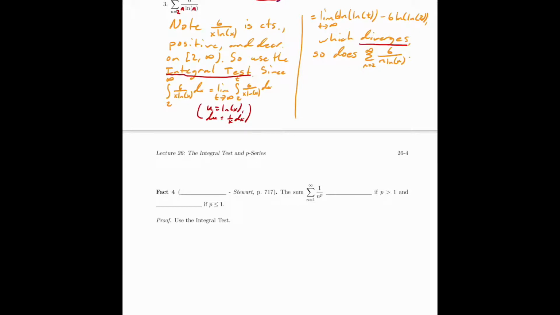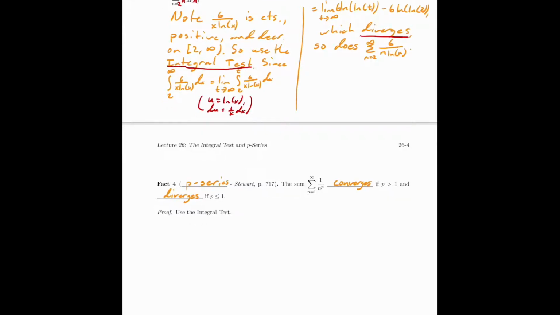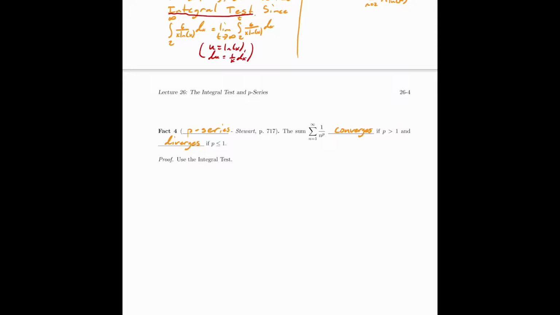Next up, we've got a very nice fact, another test for convergence or divergence called p-series. You can, of course, find this in your book, page 717. P-series states that if you have a series whose term is 1 over n to some constant p, then that series converges if p is greater than 1 and diverges if p is less than or equal to 1. Now, the proof is that we use the integral test. To use the integral test, we're going to integrate this general term. We're going to see in one case the series converges, the other case it diverges, right?